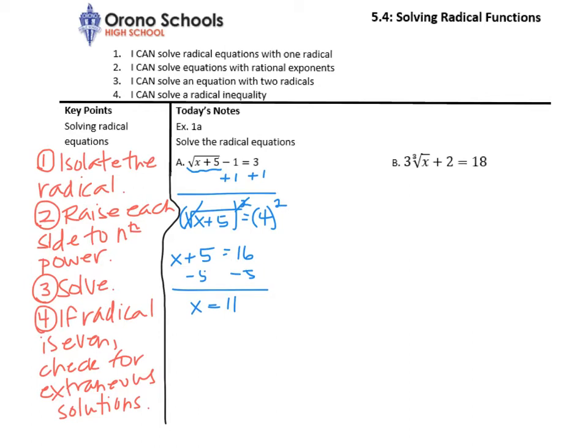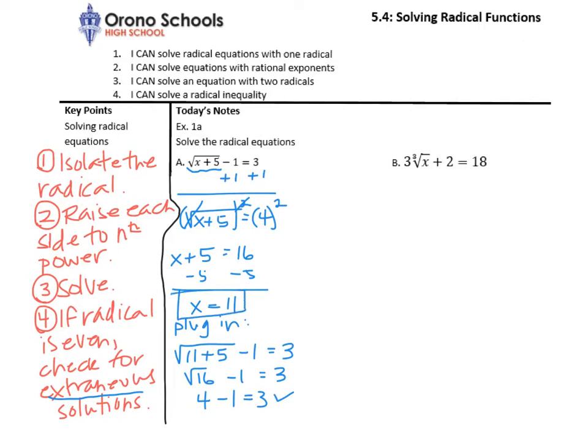So it said if the radical was even, we check for what's called extraneous solutions. We have to plug this back in. And what we're looking for is to make sure we don't get a negative on the inside of that radical. If we plug x in, it's 11 plus 5 minus 1 equals 3. 11 plus 5 is 16. The square root of 16 would be positive 4. We don't do the plus or minus unless we're solving a quadratic. And 4 minus 1 equals 3. That checks. x equals 11 is a valid solution.